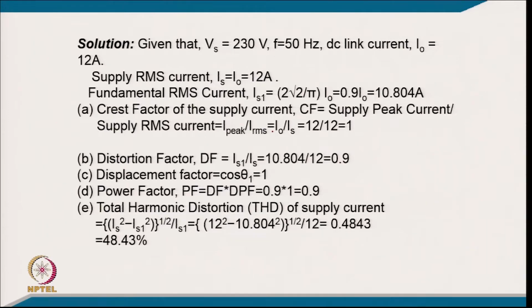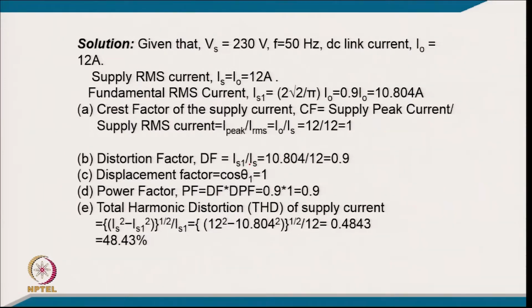And the crest factor of the supply current, which is defined as supply peak current divided by supply RMS current, so it will be I peak upon I RMS. So, it will be 12 by 12, which means it is 1. So, the crest factor of this is 1, whereas the sine wave has a crest factor of 1.41.